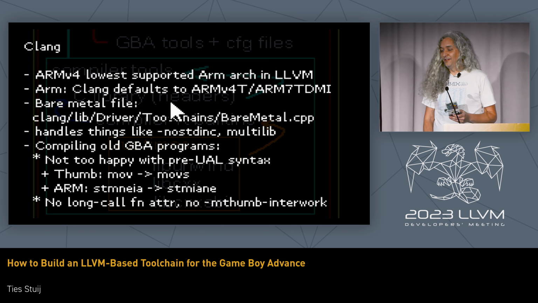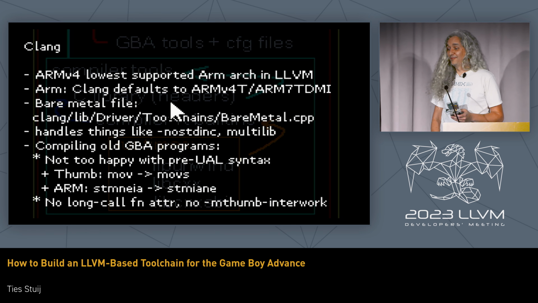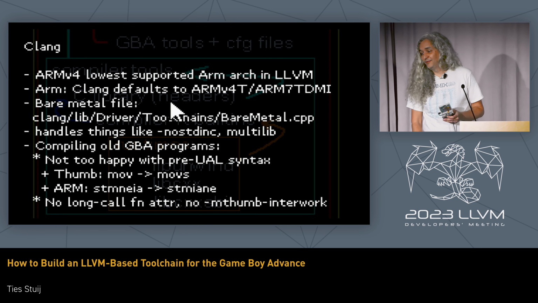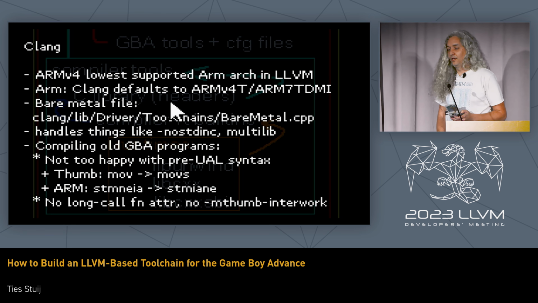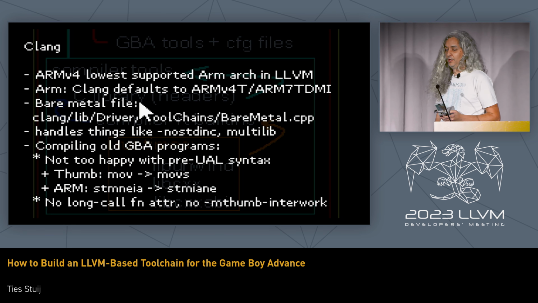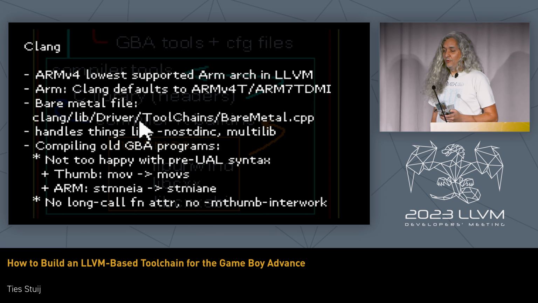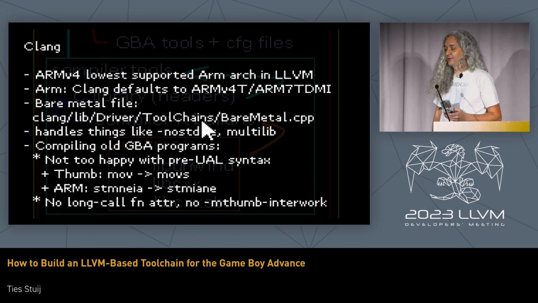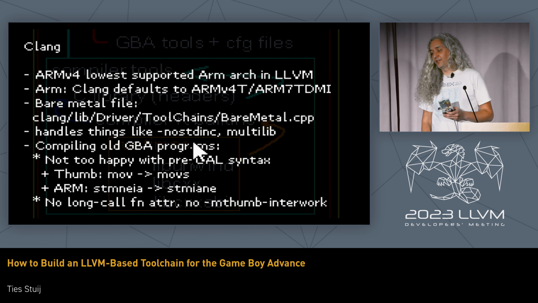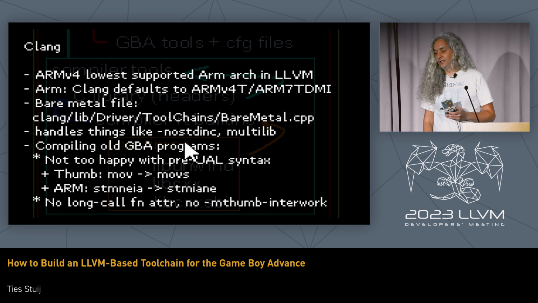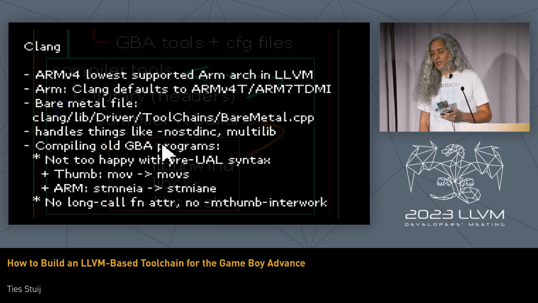Fun fact, for ARM, Clang actually defaults to ARMv4T, and it also defaults to ARM7TDMI if you don't put in a specific architecture or CPU. One thing to note, Clang-wise, the exciting stuff happens mostly, not just, but mostly in BareMetal.cpp. And it handles things like, for some targets, Multilib and no-stdinc inclusion.